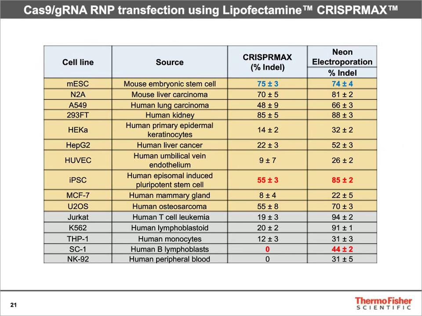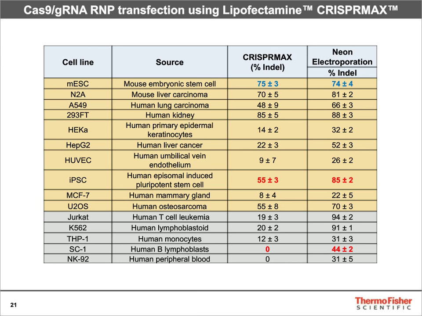In addition to optimizing the Neon-based electroporation for Cas9 RNP system, we also looked at the delivery of the Cas9 RNP using transfection reagents. And in the process, we have developed a Cas9 RNP specific transfection reagent called CRISPRMAX. And we have tested this in a broad variety of cell types. And with this reagent, you can address delivery in most of the cell types we have tested, and it gives superior performance compared to other transfection reagents that we have tested in our hands.